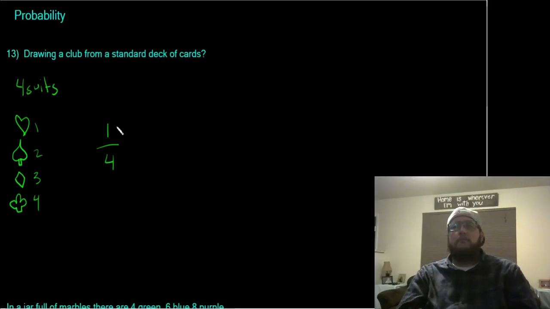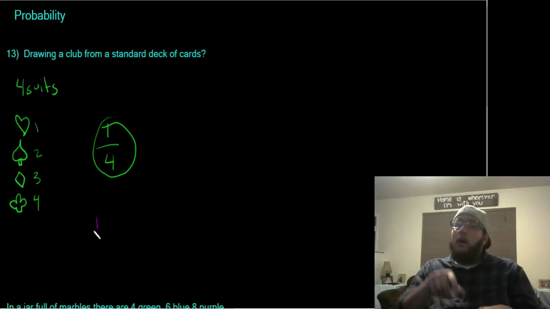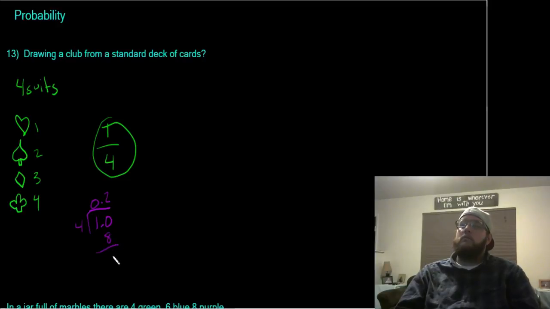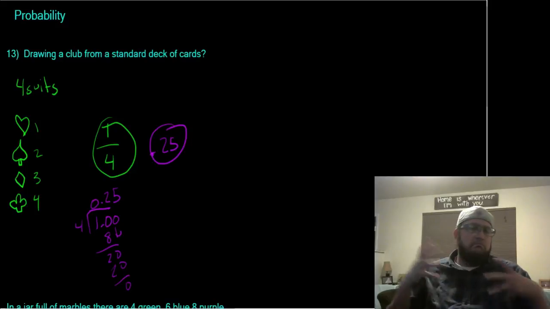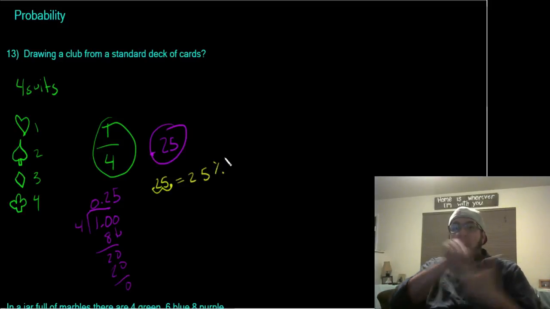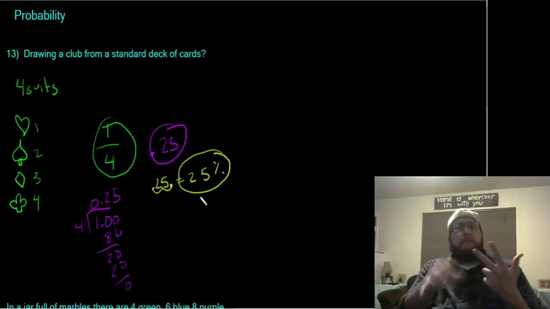We could divide this if we want to. We don't have to. This can be our answer. But if we want to, we can divide this out. 1 divided by 4. 4 doesn't go into 1. 4 goes into 10 2 times. 2 times 4 is 8. So left with 2. Add another 0 and bring it down. 4 goes into 20 5 times. And 5 times 4 is 20. And so we have 0.25. If you wanted to, you could even convert that into a percentage, but again, you don't have to. 0.25 converted to a percent is 25%. I will accept any of these answers.